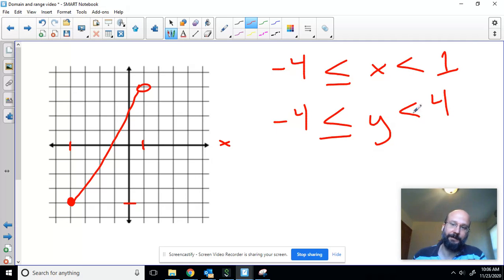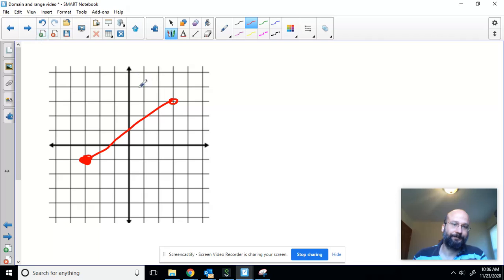Lowest to highest, smallest to largest for both of these. Do another one. So same thing. Left to right for the domain. Left, right here at -3, it's closed. Rightmost point's right here at +3.